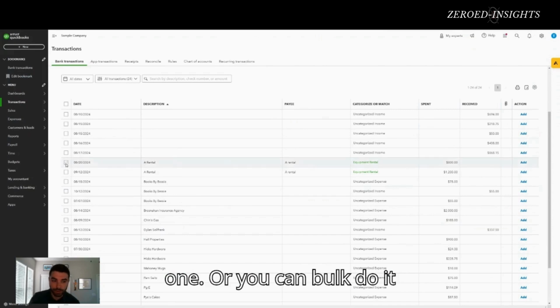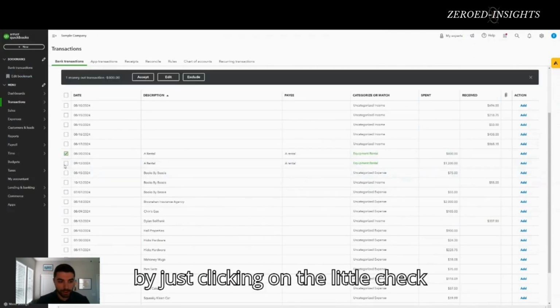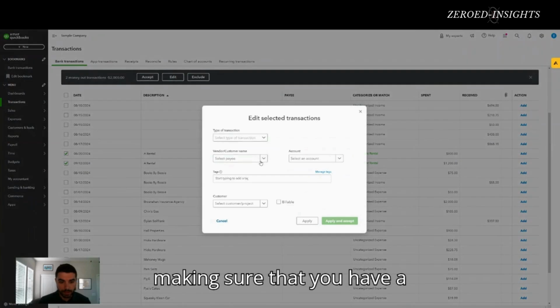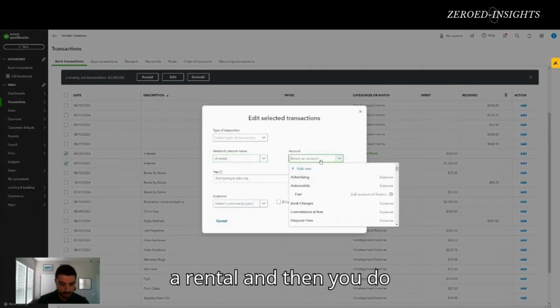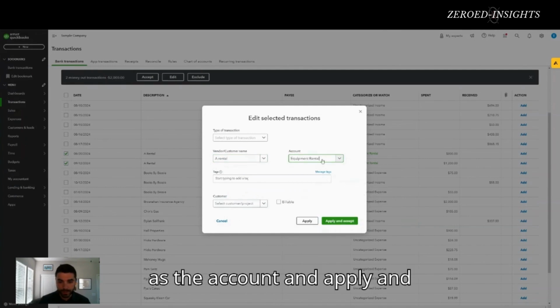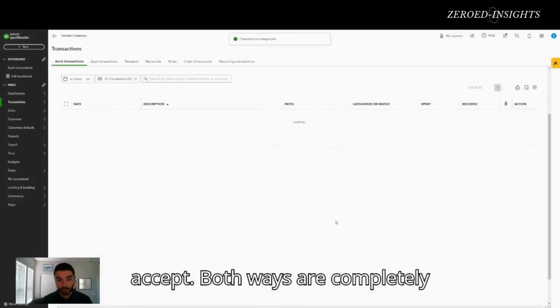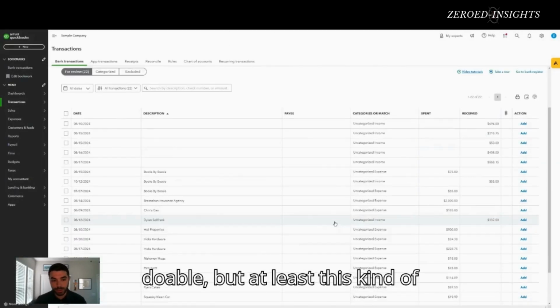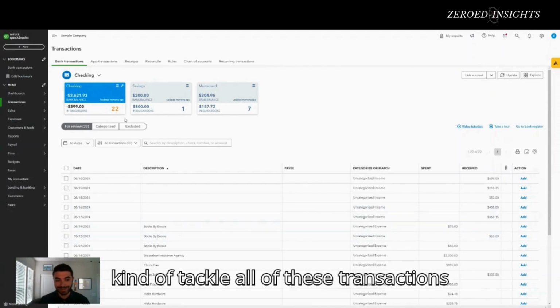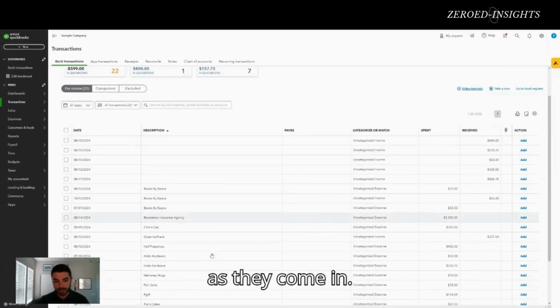Or you can bulk do it by clicking on the little check marks to the side, going to edit, making sure that you have a rental, and then you do equipment rental as the account and apply and accept. Both ways are completely doable, but at least this shows you how you would start to tackle all of these transactions as they come in.